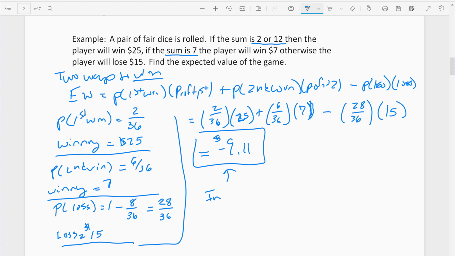So in the long run, which means after playing this game a bunch of times, or a bunch of people play this game, the average expected winnings, in this case, is a loss of about $9.